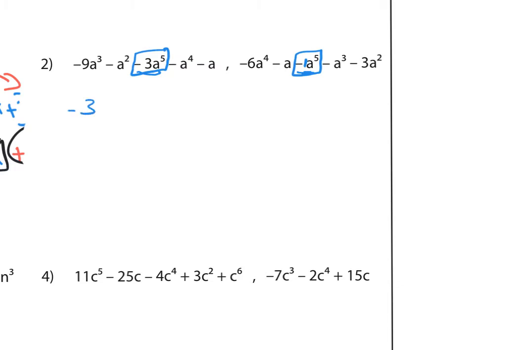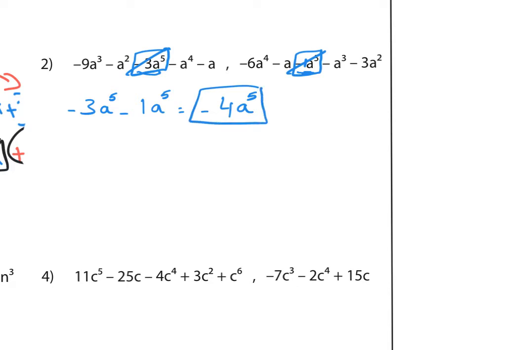So negative 3a to the fifth minus 1a to the fifth. So what's negative 3 plus negative 1? That will be negative 4. That will be negative 4a to the fifth. We just got rid of a to the fifth now. We're fine with this one here. So we get the first part of the answer right here: negative 4a to the fifth, right?